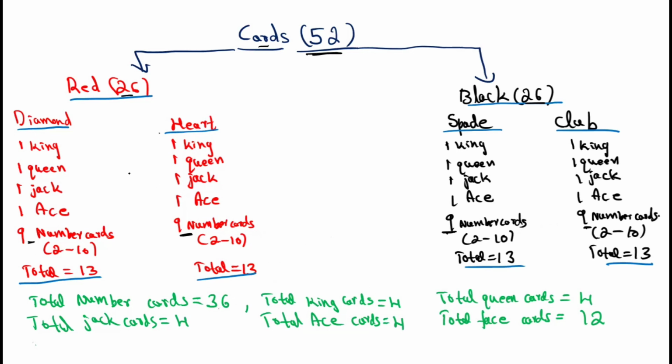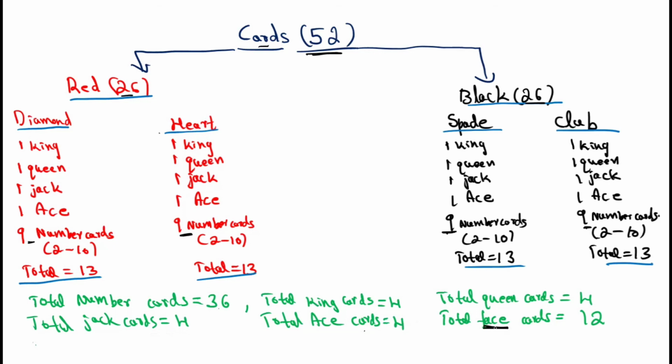Total king cards: each suit has one king, so 1 2 3 4. Similarly, queen cards: each suit has one queen, so 1, 2, 3, 4 cards. Similarly, jack cards equal to 4. Total ace cards also equal to 4.